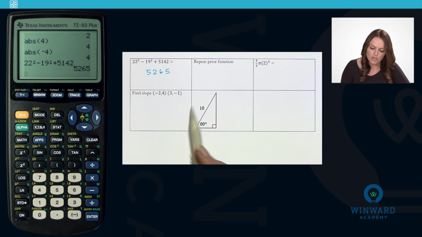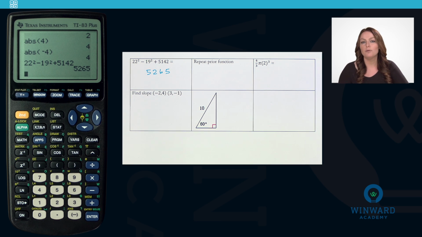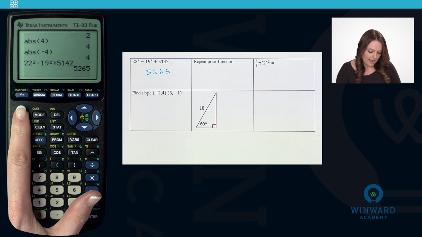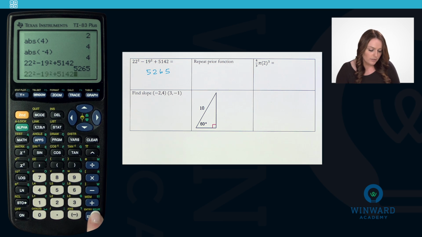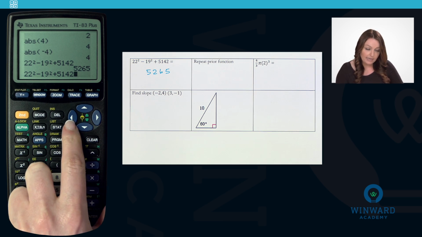5,265. So what I want you to do now for this next box is learn how you can repeat a function that you have just entered. It's really great. If you press second and then enter, you can see that it literally repeats exactly what you just typed. So let's say we did that problem and then we went, oh shoot, I meant to do plus 5140, something like that. You could really quickly do second enter.